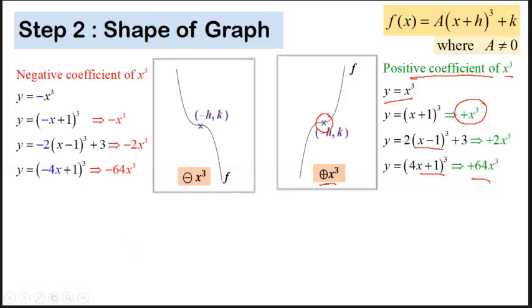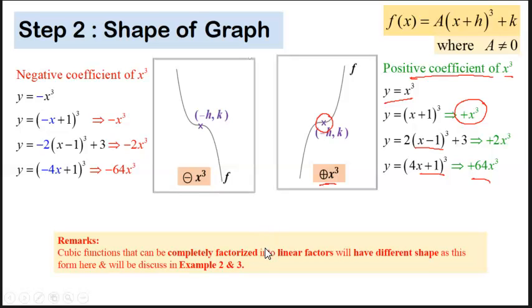And once again, the shape of the graph that I have here only applies to the case where I can have the form a bracket x plus h power of 3 plus k, where I can achieve the bracket cube term here. If I have some other form, like I just mentioned, if it is completely factorized, then the shape of the graph may not look like this, and we will discuss this in examples 2 and 3 later. But in the general discussion here, we just go for this shape of graph.